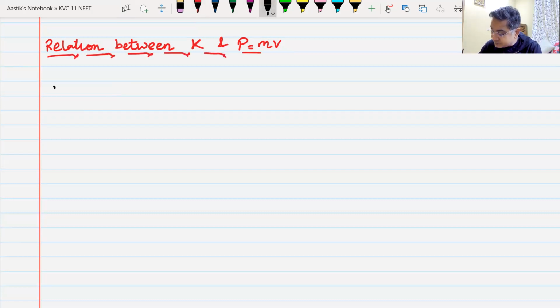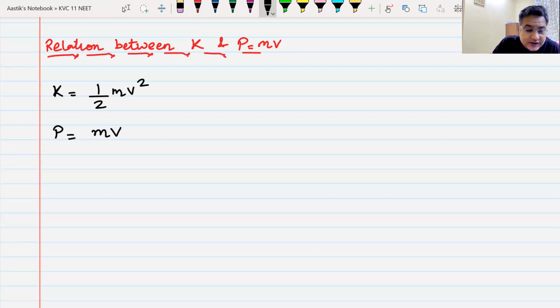Now remember, kinetic energy of a particle is half mv square and the momentum of the particle is m into v. Both are functions of m and v. So we can write a simple relation between them, and most of the questions in this chapter come from this relation. So just write these relations.